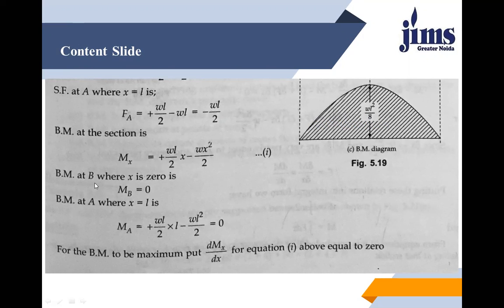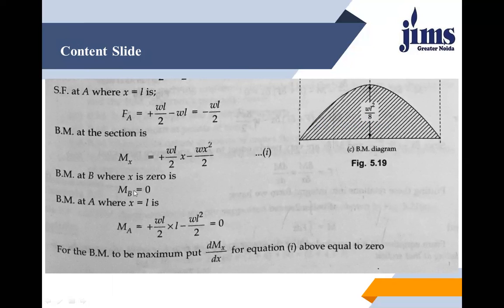Bending moment at B, where x is equal to 0, is 0, because the support is simply supported. Bending moment at A, x equals L: if I put x equal to L, then that is WL square by 2 minus WL square by 2, which is also 0. We know that support A is a simple support, and at a simple support the bending moment is 0.